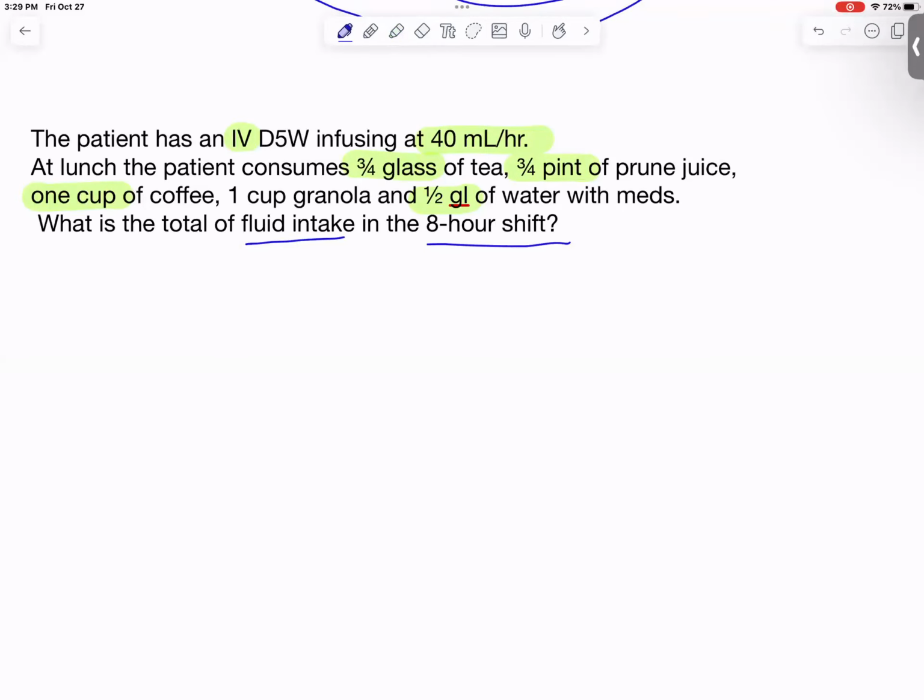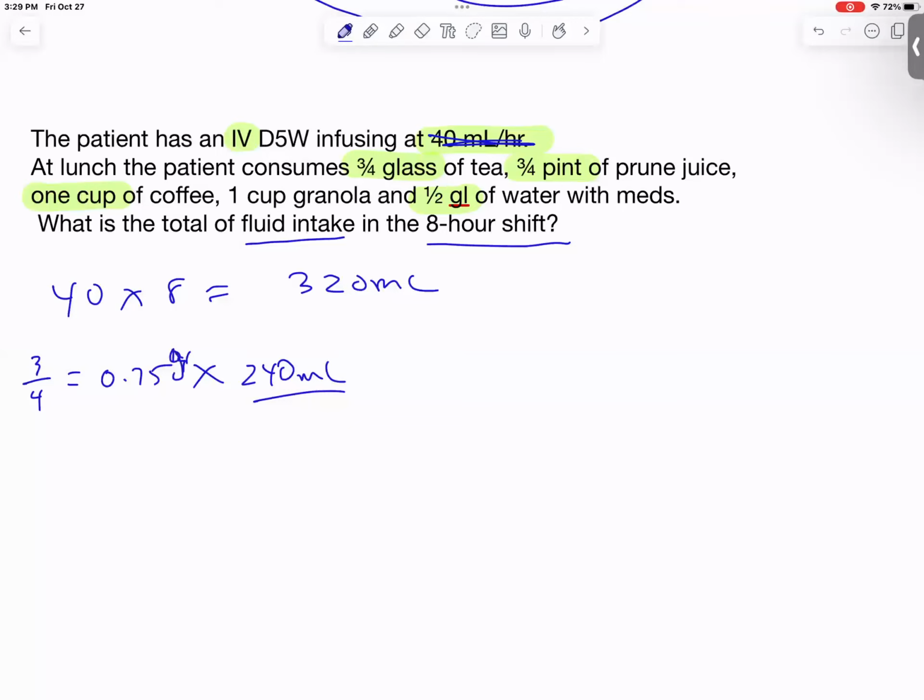So let's start with the IV, 40 milliliters an hour. Well, I need 8 hours. So 40 times 8 is 320 milliliters. Boom, used it. All right, 3/4 glass of tea. Well, I like to go right to a decimal. So 3/4 into a decimal, just in case you forgot, is 4 divided into 3, which will give you 0.75. So 0.75 glass, and 1 glass is 240 milliliters. So you do the whole dimensional analysis. 0.75 times 240 is 180 milliliters.